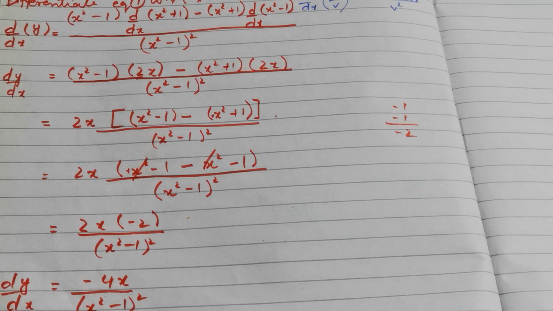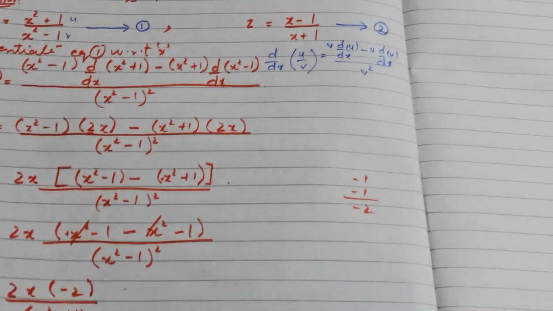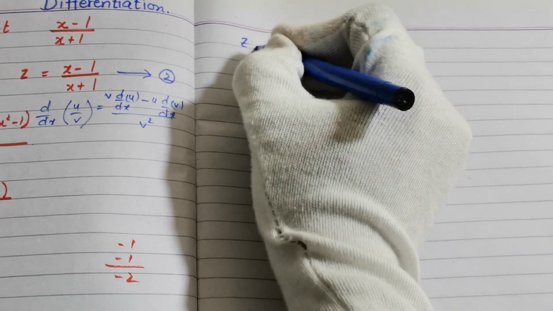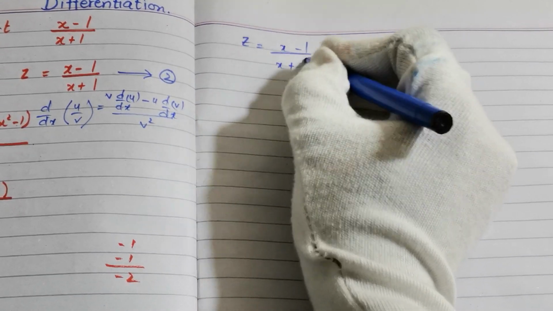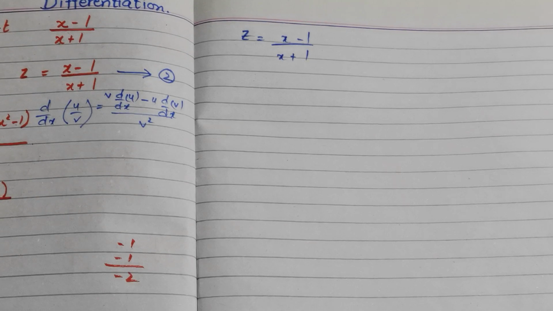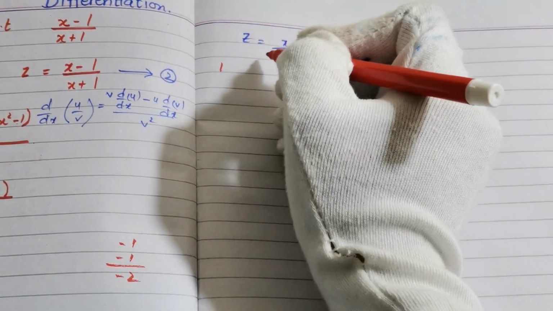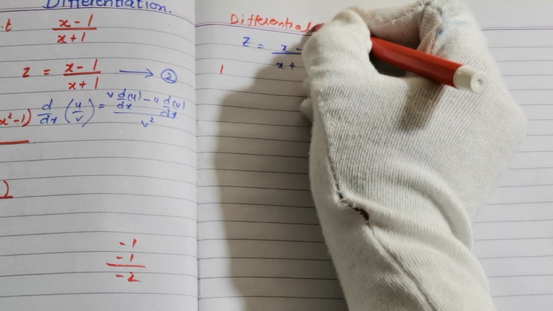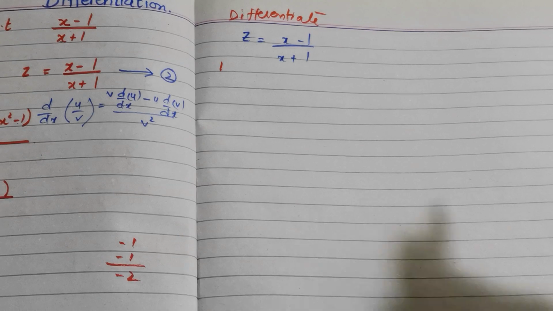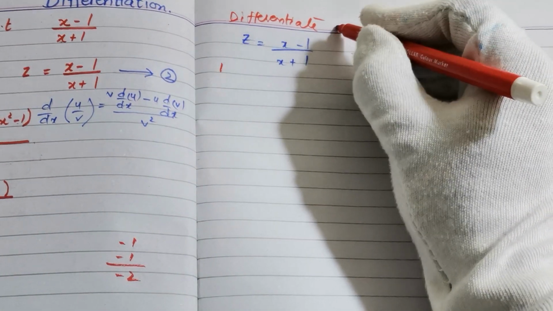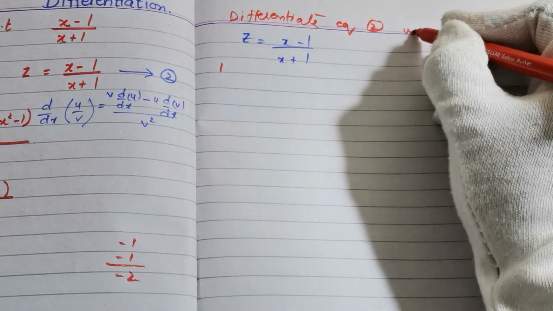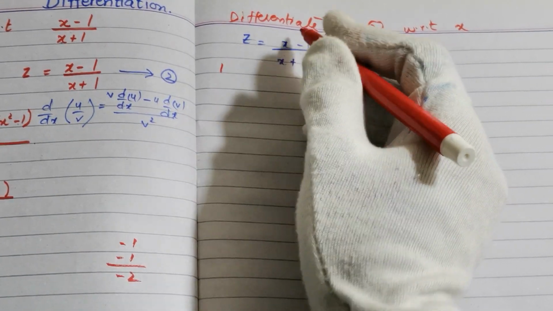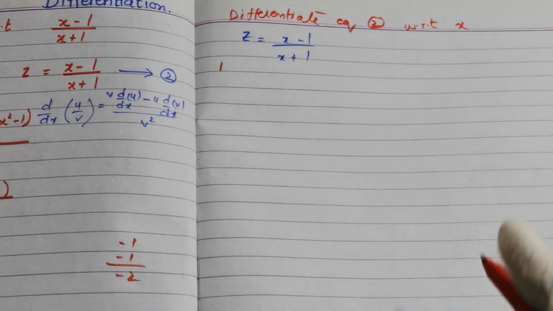Now we will differentiate equation 2. z is equal to x minus 1 divided by x plus 1. Differentiate equation 2 with respect to x. So this is also a variable in the form of u by v, so we will apply the quotient rule.